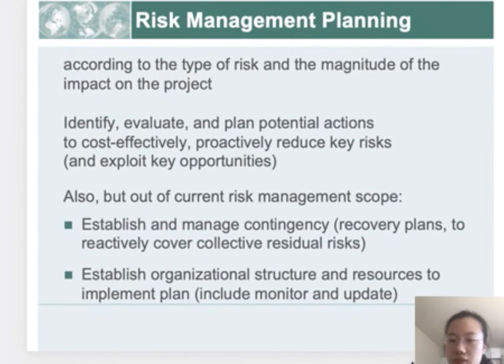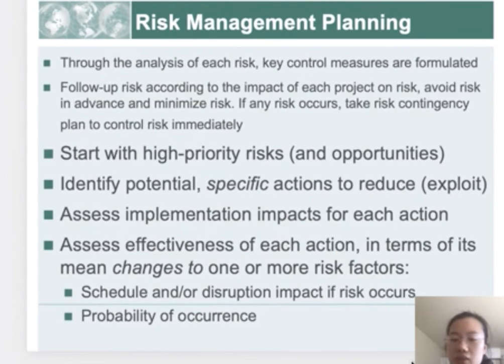According to the type of risk and the magnitude of the impact on the project, identify, evaluate, and plan potential actions to cost efficiently and proactively reduce key risks. Also, but outside the current risk management scope, establish and manage contingency, and establish organizational structure and resources to implement the plan. Through the analysis of each risk, key control measures are formulated, and risks are followed up according to their impact on the project, to avoid risk in advance and minimize risk. If any risk occurs, take the risk contingency plan to control the risk immediately.